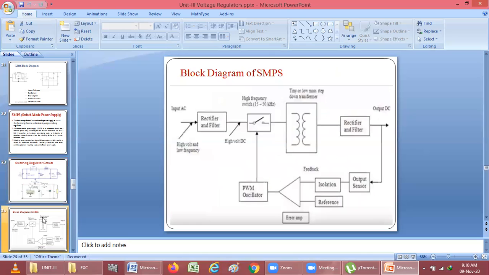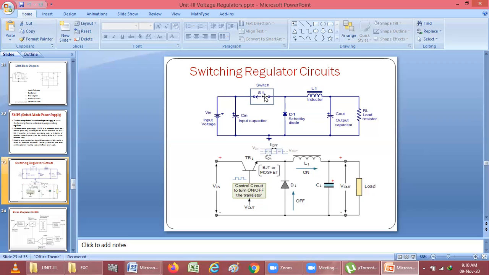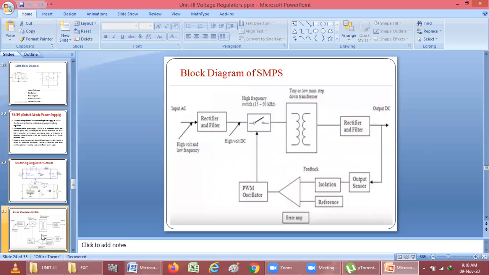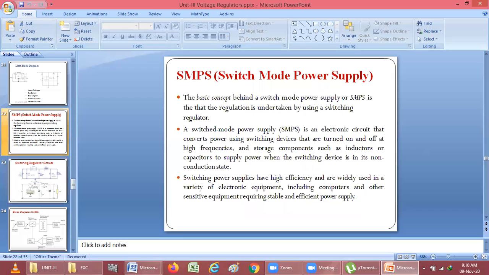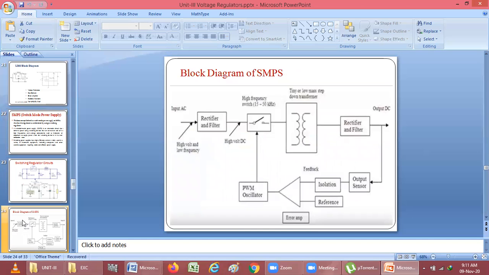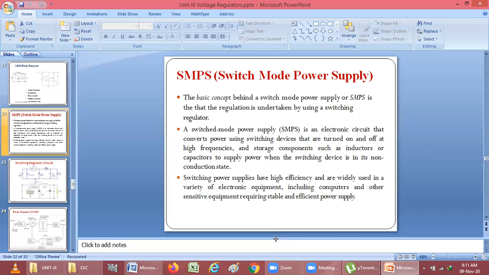So this is the block diagram for the switch mode power supply. It means what? This is the switch mode power supply. We are using the switching mechanism to get the power supply at the output that will be regulated by using the switching mechanism. By using the SMPS, we can convert power using a switching device, that is, we can make that device turn on or off by using the components inductor and the capacitor, because that can store.